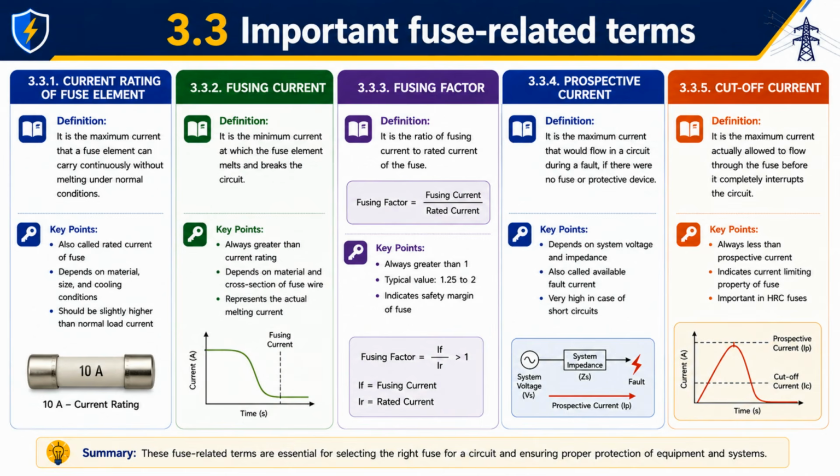4. Prospective current. It is the maximum fault current that would flow if there were no fuse or protective device. It depends on system voltage and impedance. It is also called available fault current. It becomes very high during short circuits. 5. Cutoff current. It is the maximum current actually allowed to flow through the fuse before interruption. It is always less than the prospective current. It shows the current limiting property of the fuse. It is especially important in HRC fuses.